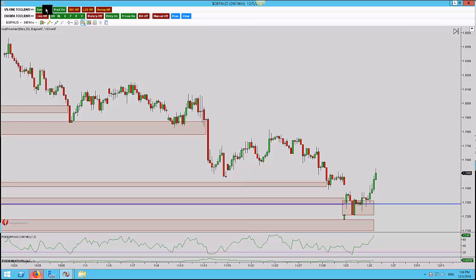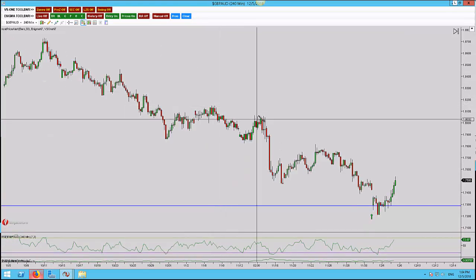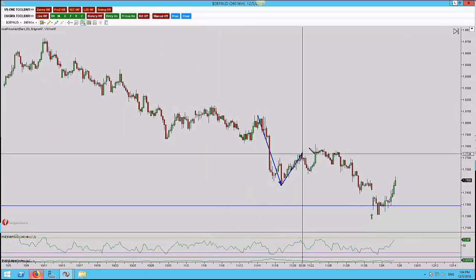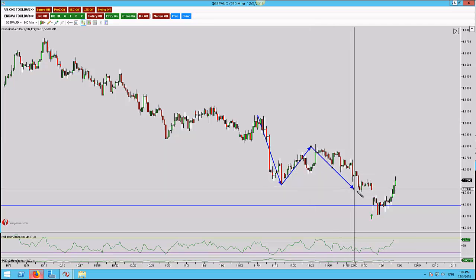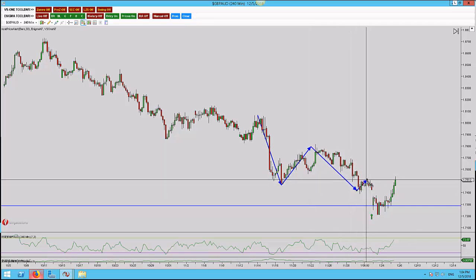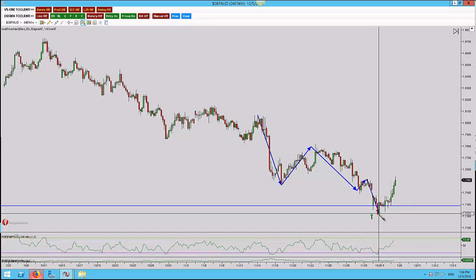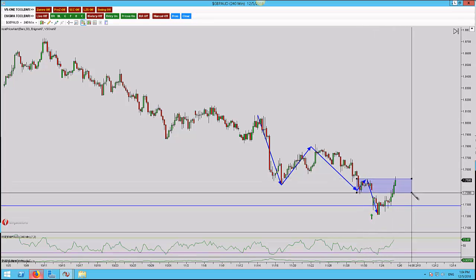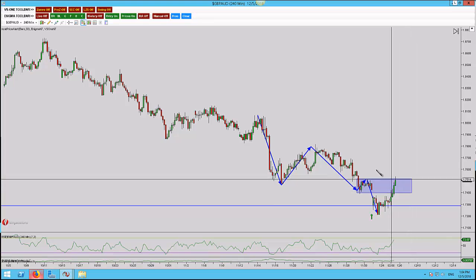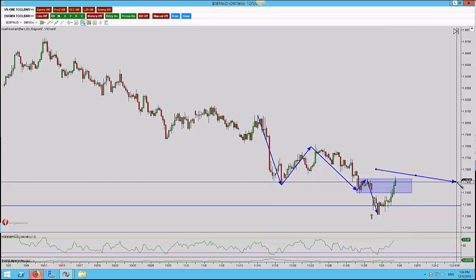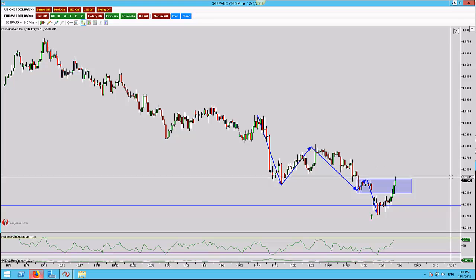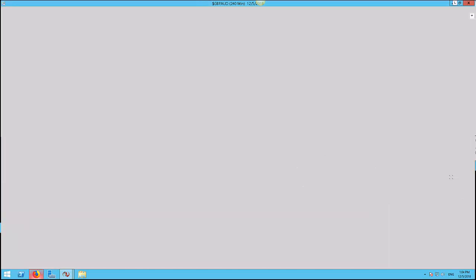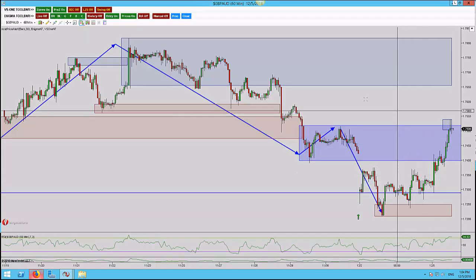what we're looking at here is we had a move lower, outside return, move lower, outside return, move lower. So this small structure shelf here was the outside return for me. We're currently testing that right now, and we're at the psychological number 17500. If I drop down to the 60, you'll be able to see this clearer.